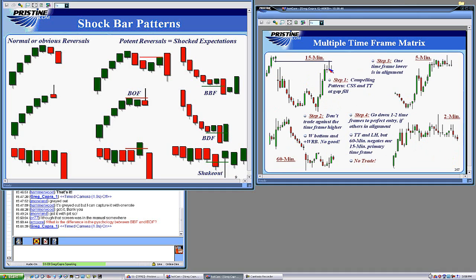Climactic setup on the 15. Right? Multiple bars moving up into a gap fill. You're looking for it to retrace. Well, you're not shorting that. Right? You've got a 60-minute W bottom, so the higher time frame is in alignment. Again, no trade, no sense in going any further.